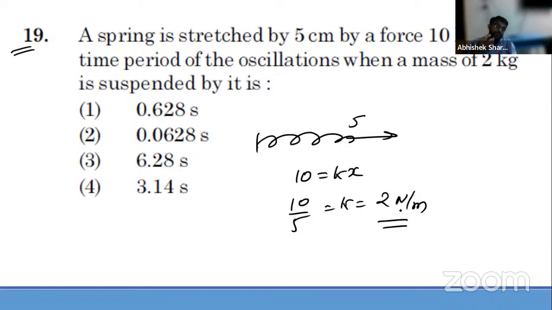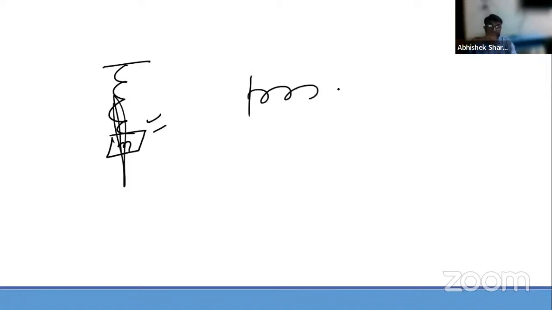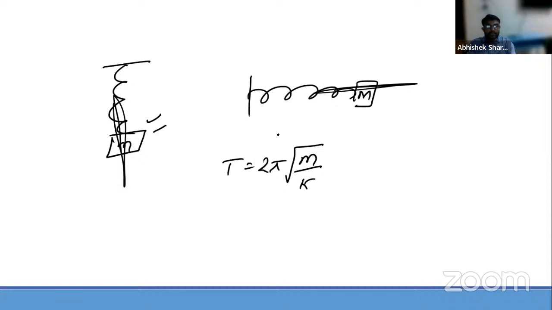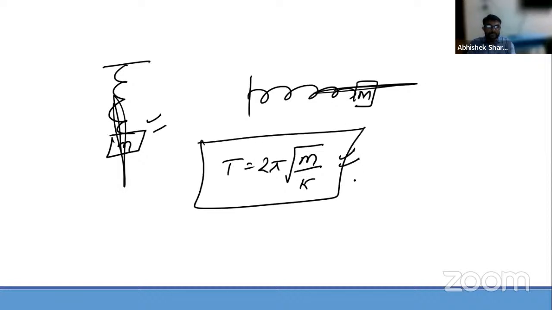And the time period of the oscillation when a mass of 2 kg is suspended. Remember students, always in the case of a spring and mass, spring block system, if it is suspended like this, it is doing SHM, plus minus y. It is doing SHM plus minus x, whatever. The time period is always 2 pi under root m by k. This is the time period.